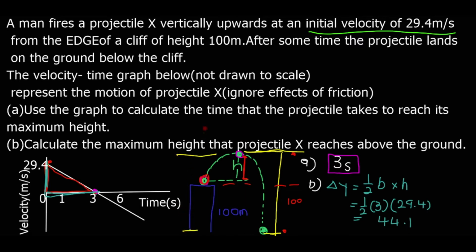So because re nyaka the maximum height from this level, it's 100 plus this 44.1, therefore we create 144.1 meter. So ke answer ya rena ya part B.